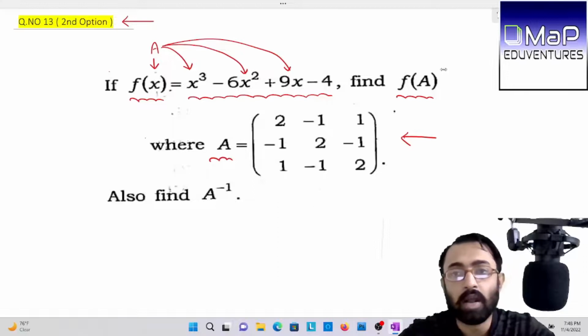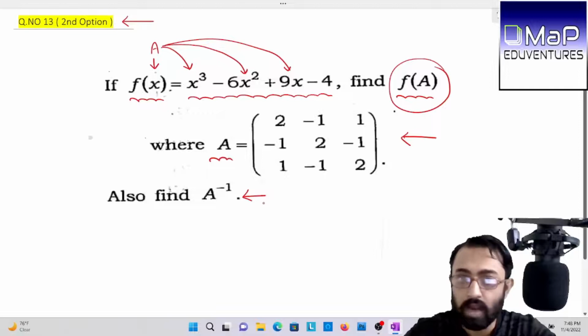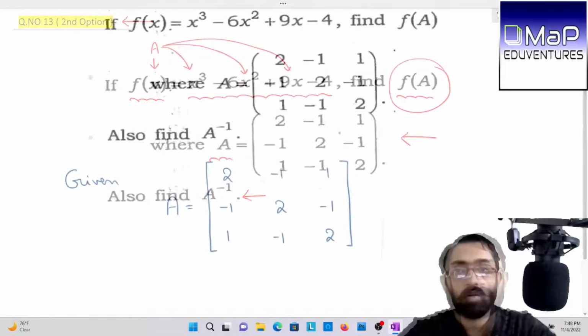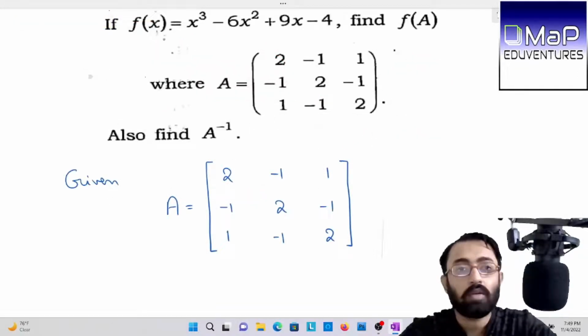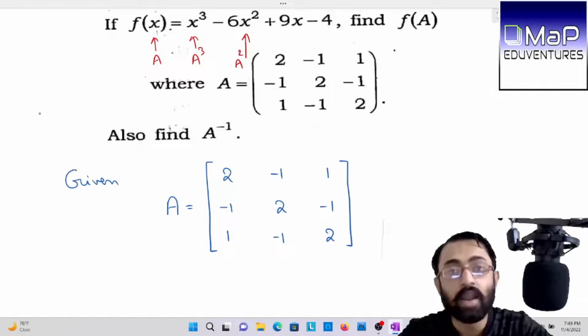So first of all, our task will be to find f of a. After that, we also need to find a inverse. Okay, let us start. So the matrix a is given, which I have written. Now we know that we have to find f of a, and to find f of a we will be needing a cube and a square, right? So for that reason I will find a square and a cube.